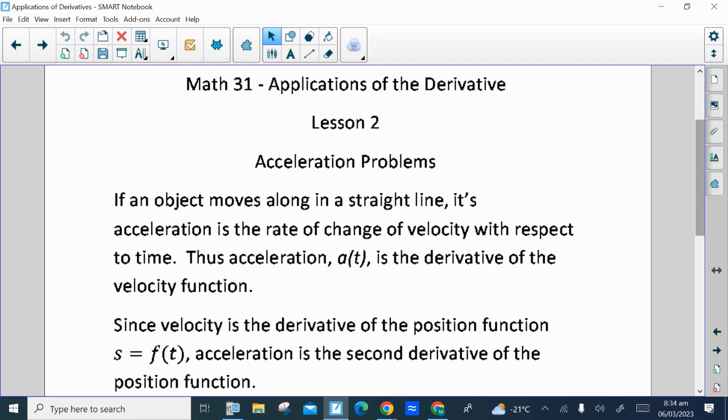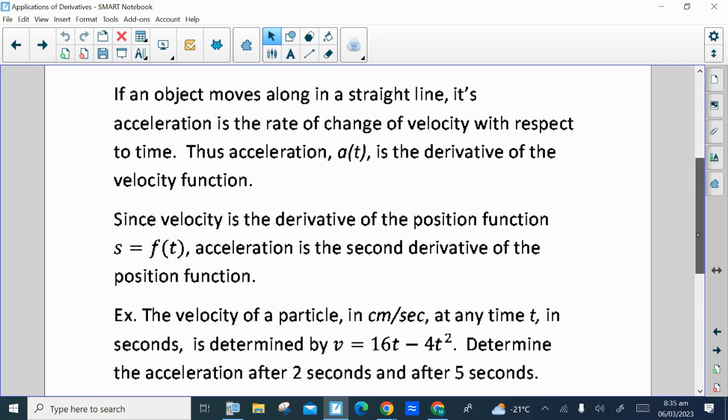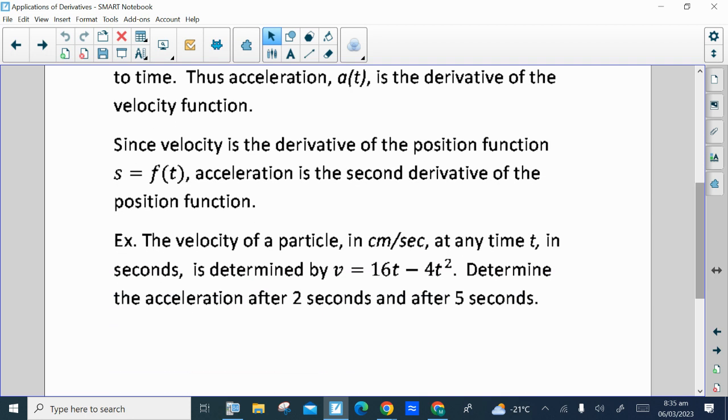If an object moves along in a straight line, its acceleration is the rate of change of velocity with respect to time. The acceleration a at t is the derivative of the velocity function. So since velocity is the derivative of the position function, s equals f at t, then we would say acceleration is the second derivative of the position function.